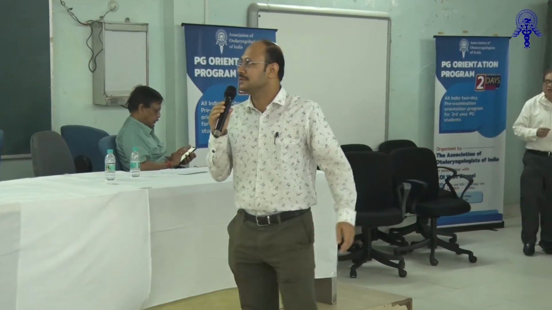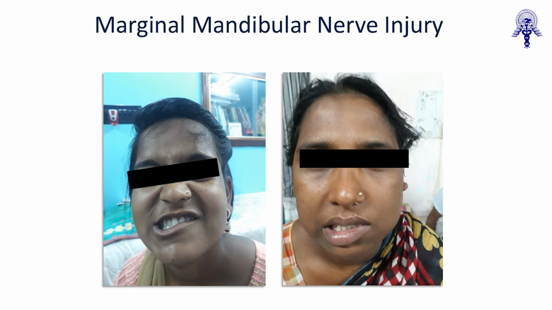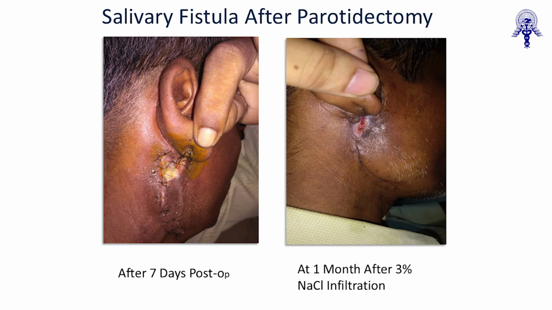Next slide. Suppose you are having marginal mandibular palsy. Permanent marginal mandibular palsy, the patient is not improving. How will you manage that case? I will tell you. Another common complication is the salivary fistula that most commonly occurs in the posterior part of the incision that blows out, and the patient is having a persistent discharge from that area, particularly during the time of chewing. So how do you manage that? First, how to manage the marginal mandibular palsy?